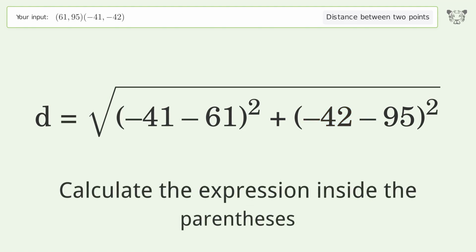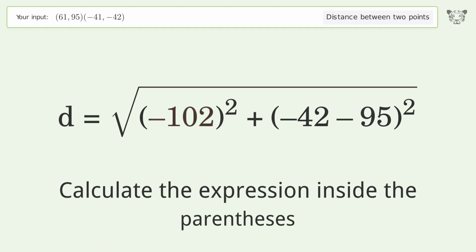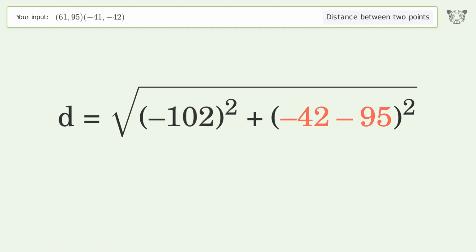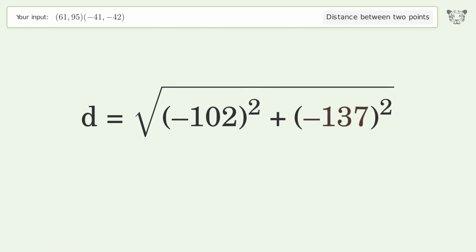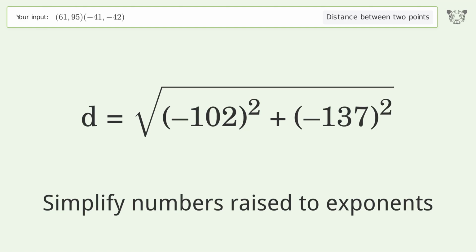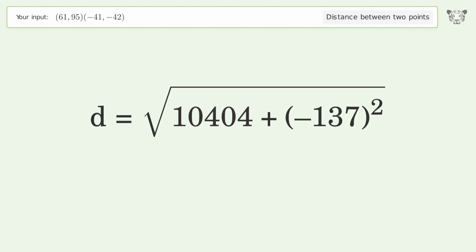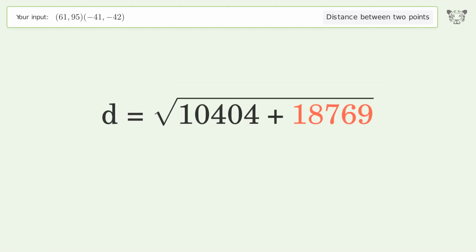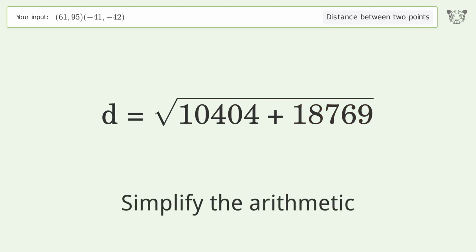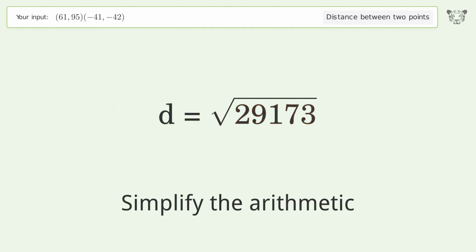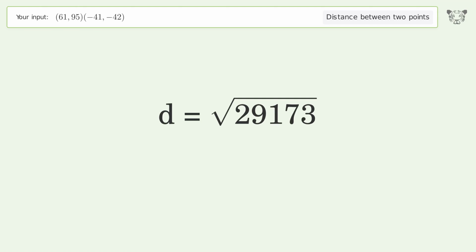Calculate the expression inside the parentheses. Simplify numbers raised to exponents. Simplify the arithmetic. And so the distance between the 2 points is the square root of 29,173, or 170.801.